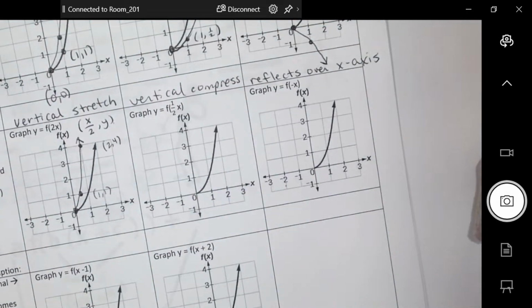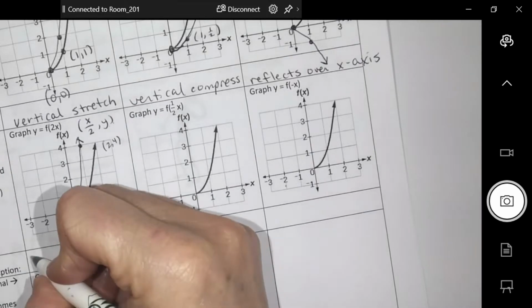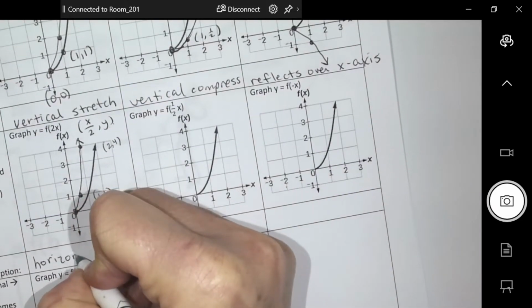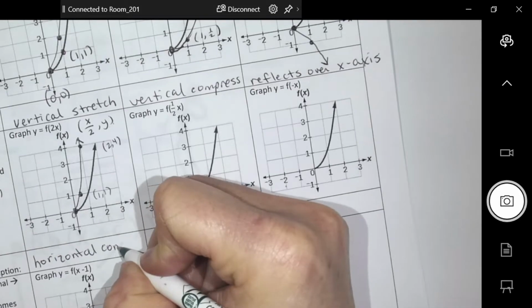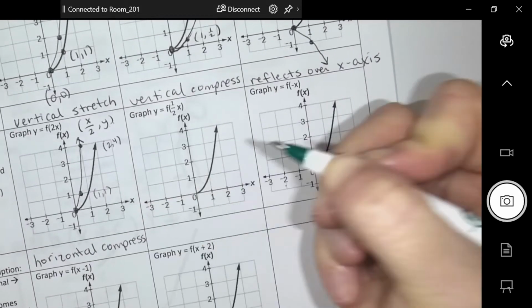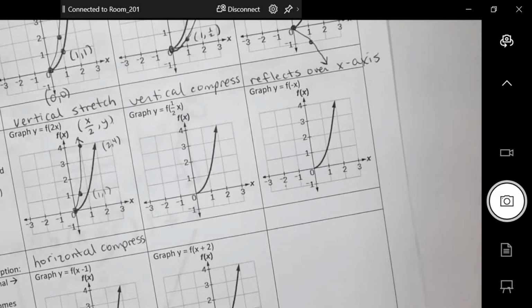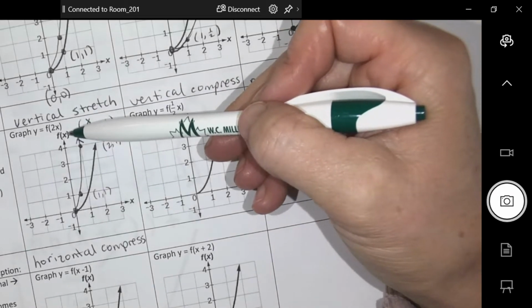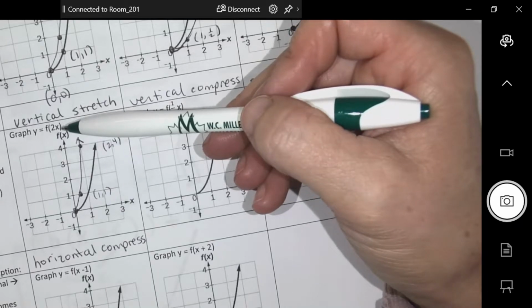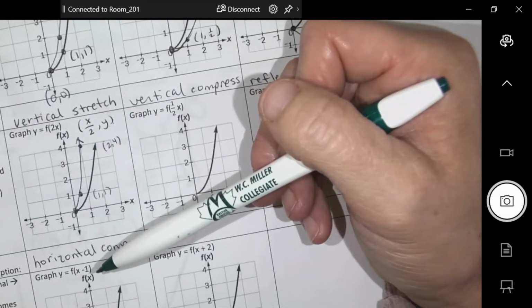Okay, that's an accordion move. You playing an accordion, you squished it in. So that's called a horizontal compression. Okay? Remember, it's opposite. So physically, when I looked, there was a times by 2. It actually compressed things by 2.